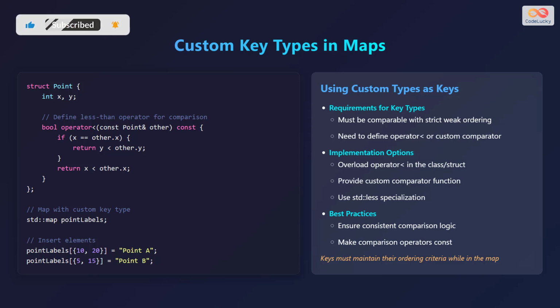To use custom types as keys, there are some requirements. The custom types must be comparable with strict weak ordering. You need to define the less than operator or a custom comparator. The options include overloading the less than operator in the class or struct, providing a custom comparator function, or using std::less specialization. Ensure consistent comparison logic, and make comparison operators const. Keys must maintain their ordering criteria while in the map.